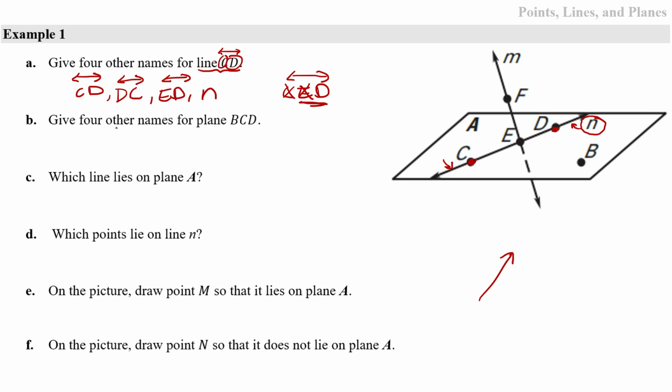Example B. Give 4 other names for plane BCD. Okay. So there's only one plane, and you notice that here's B, here's C, and here's D. And so we have to have 3 points to define a plane. So how can I call this plane? I can call this plane A, like so, or I can call it plane, and the order of these points doesn't matter. As long as I pick 3 points on the plane, it's fine.